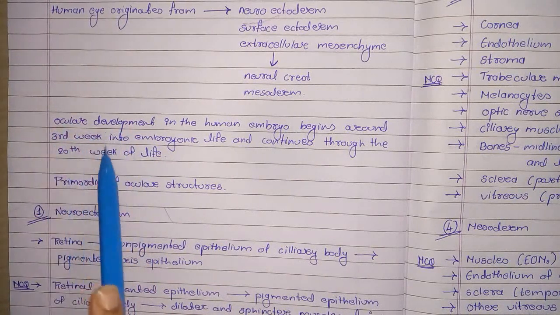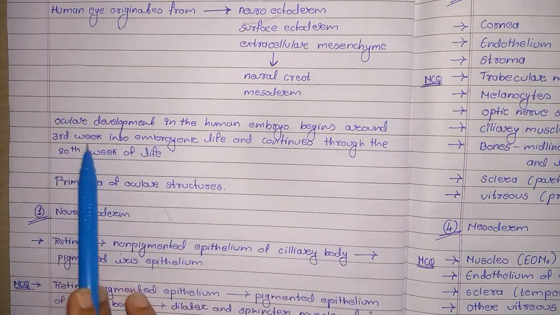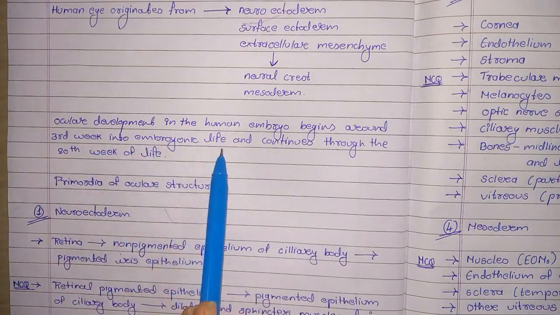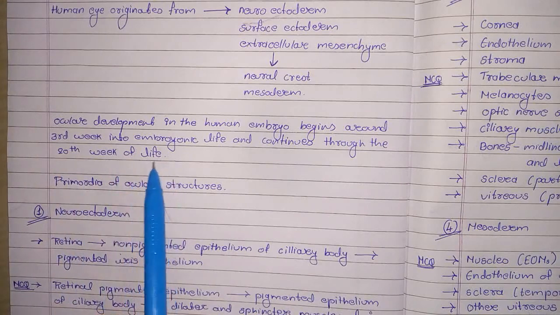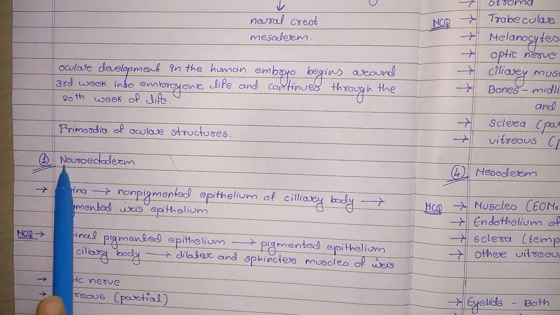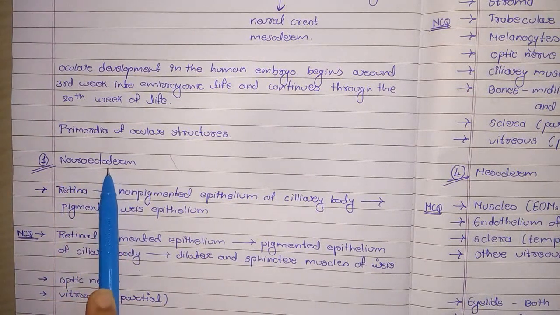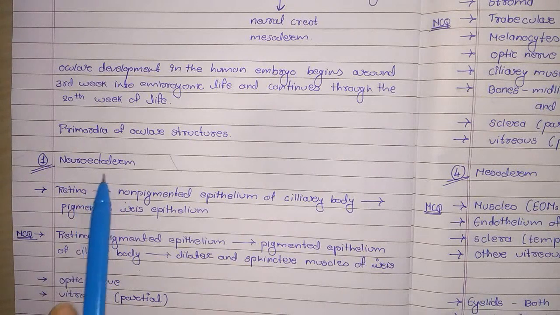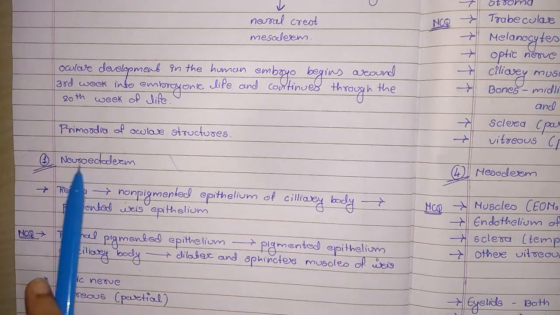So before going to the primordia of ocular structures, it is important to know about ocular development. Ocular development in the human embryo begins around the third week of embryonic life, and it continues through the 20th week. Now, for the primordia of the ocular structures, first we are going to see the neuroectoderm. Remember that the term ectoderm generally refers to an epithelium, and neuro means the retina.